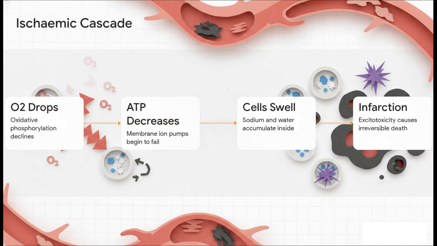Oxygen drops, shutting down oxidative phosphorylation. Without that, your ATP energy production just flatlines. And without ATP, the cellular ion pumps fail completely. Sodium rushes into the cells, dragging water right along with it, causing the cells to visibly swell up. Finally, toxic amounts of excitatory neurotransmitters like glutamate build up, causing excitotoxicity and ultimately irreversible infarction.